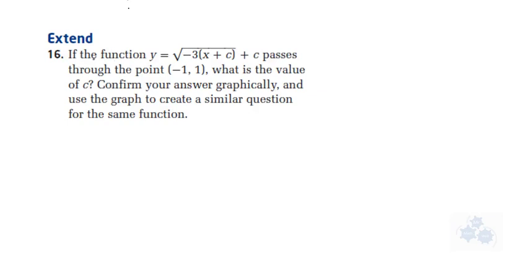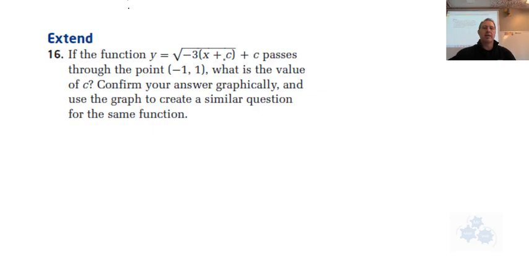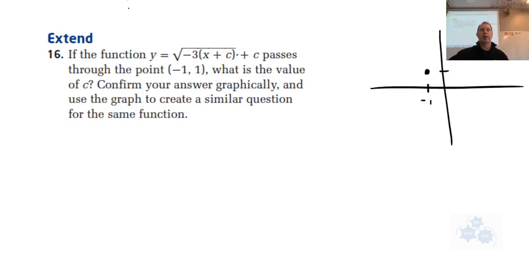All right, so this question says, if the function y equals the square root of -3 times x plus c passes through the point -1, 1, what is the value of c? Okay, so we've got -1 and 1, and so it's going to pass through this point somehow. So confirm your answer graphically and use the graph to create a similar question for the same function.